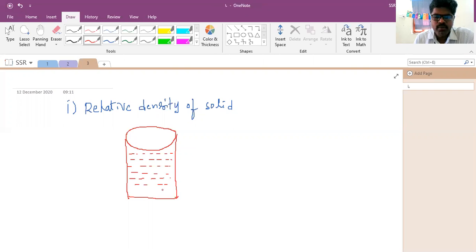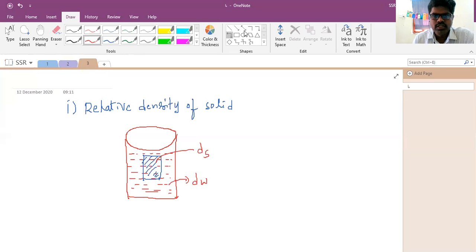Now we'll keep one solid body here. Let us take this is a solid body. Now in this, we need to define the densities. Here I have taken water. The density of solid, you can say ds. The density of water, d water. Very clearly you can see, ds is the density of solid, d water is the density of water.